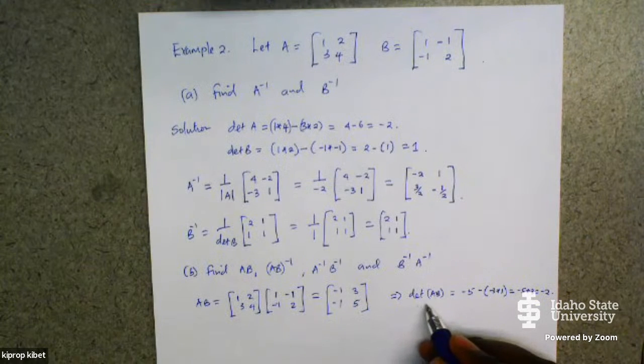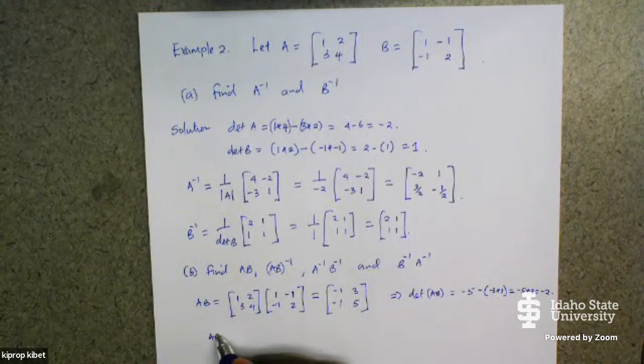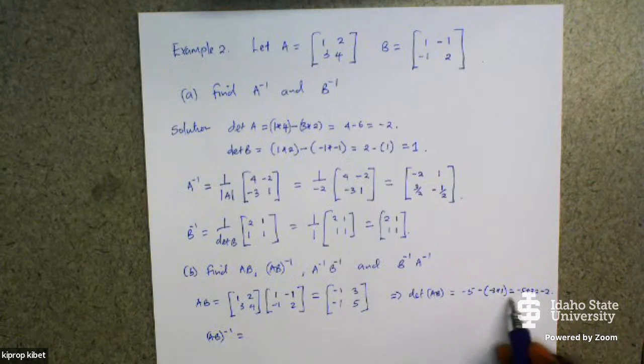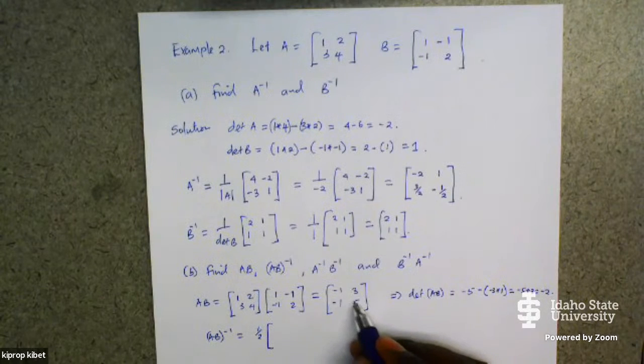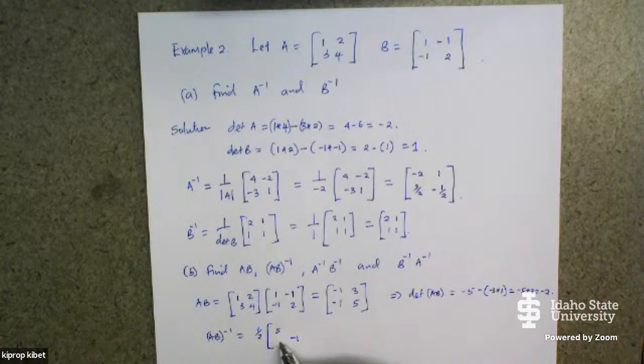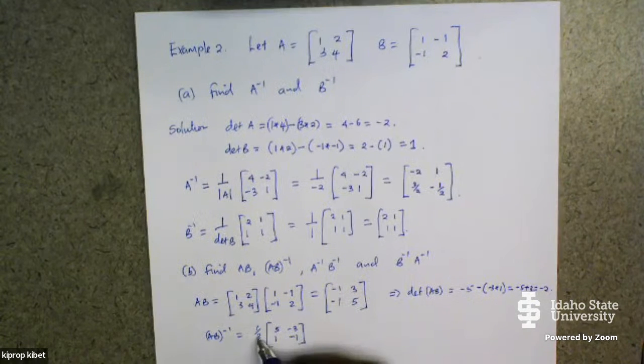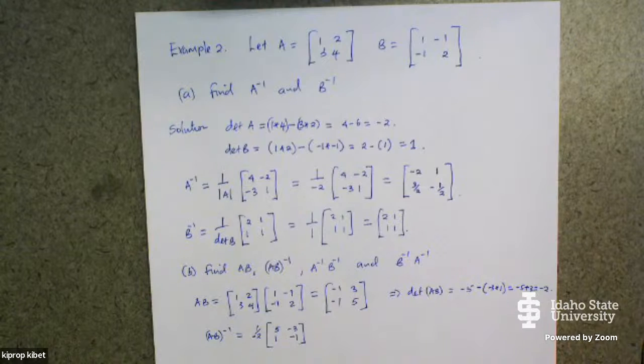So the AB inverse is the same as 1 over -2, and then you do what? You switch this and that, which is 5, -1 here, and then here will be 1 and -3 there, right? Yeah. So that's AB inverse. Okay.